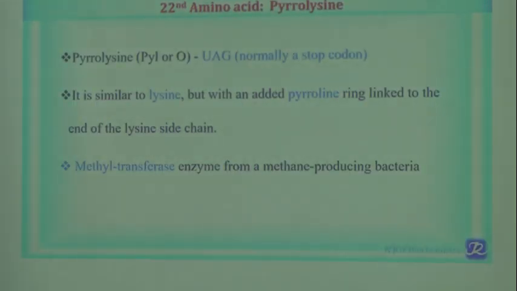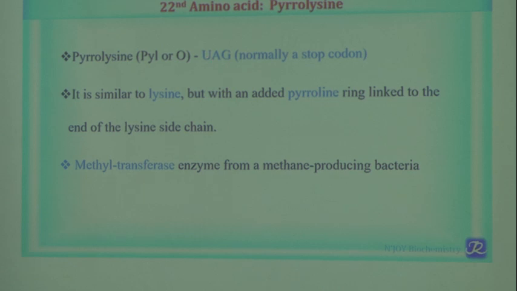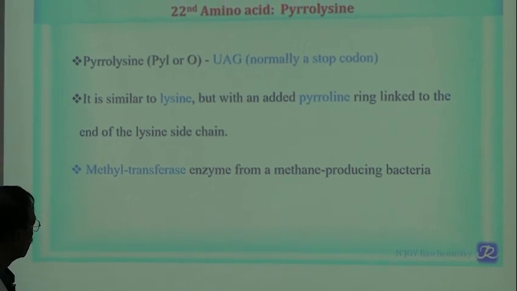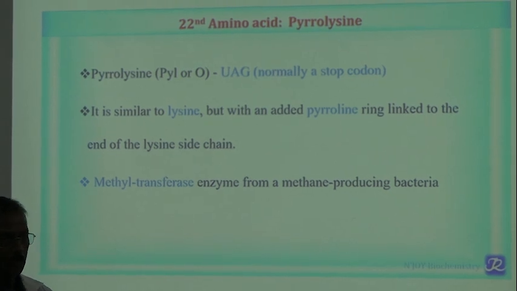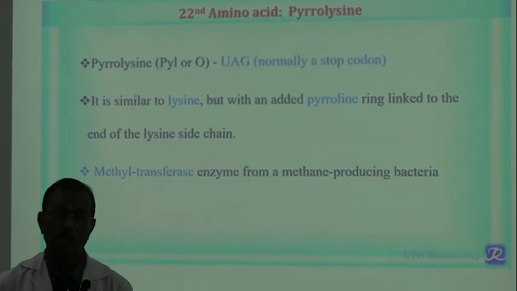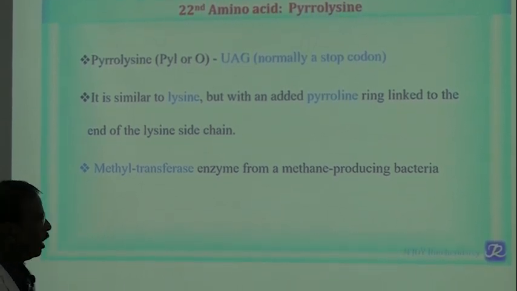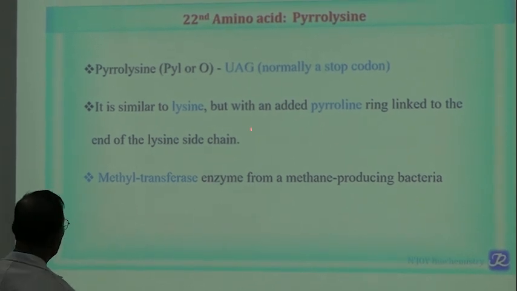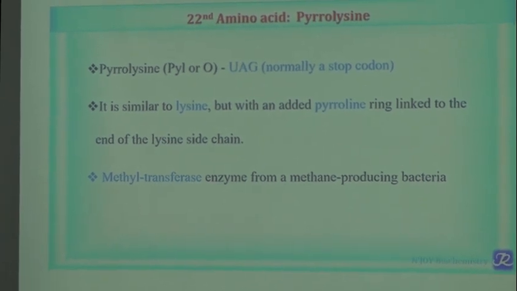The 22nd amino acid is pyrrolysine. The codon is UAG. It is usually a stop codon. During protein synthesis, when the polymerase comes across this codon, it stops there and protein synthesis is terminated. Now, this stop codon itself is used as the codon of pyrrolysine.